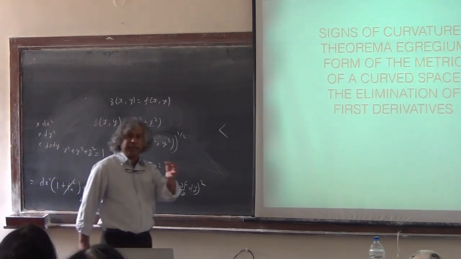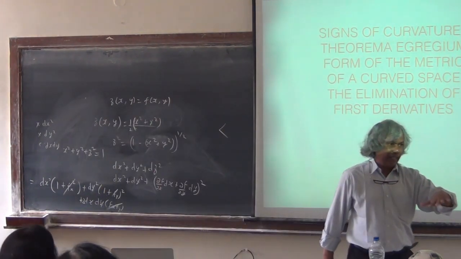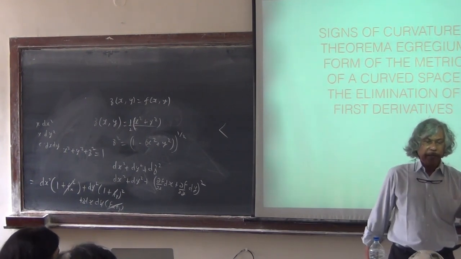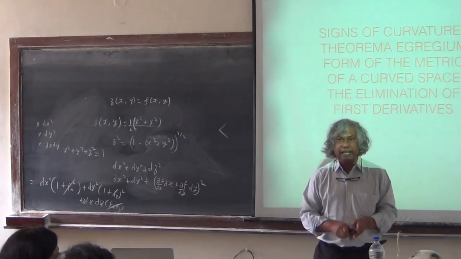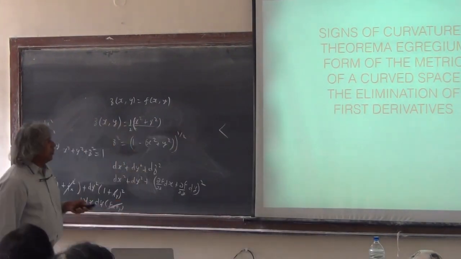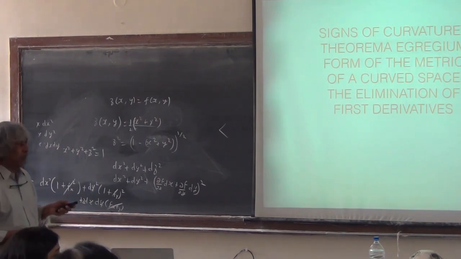So on any surface, I can use this trick to introduce coordinates so that the first derivatives of the metric vanish. That is something very deep, which we're going to come back to. It's the idea that Einstein used to go to the general theory of relativity. So the vanishing of the first derivatives can be arranged by just an intelligent choice of coordinates.